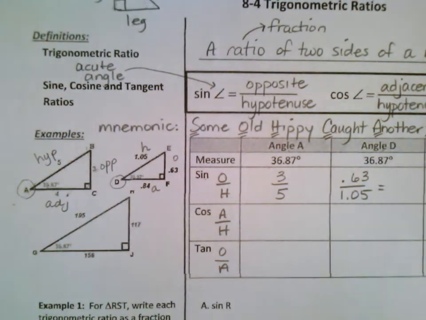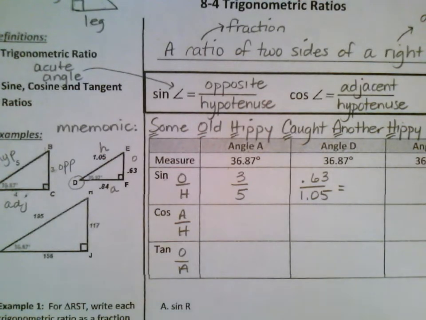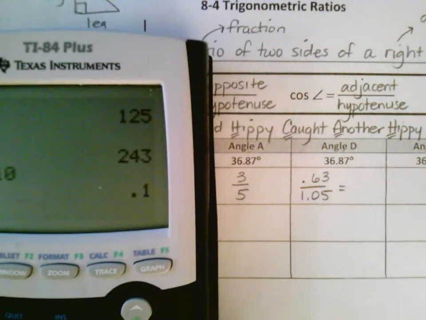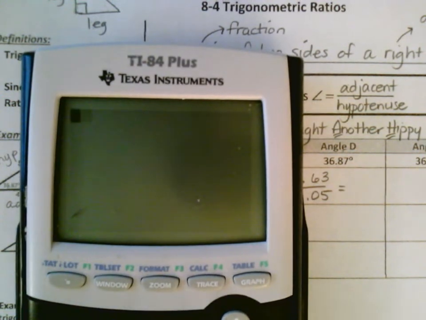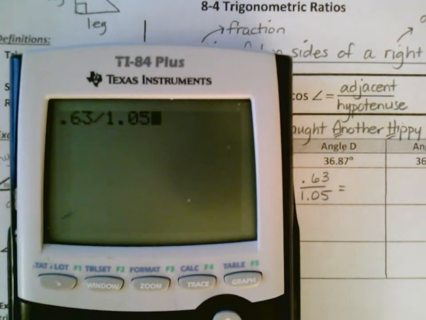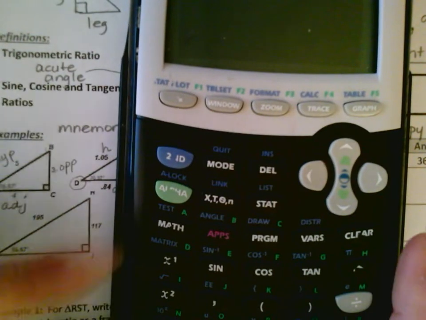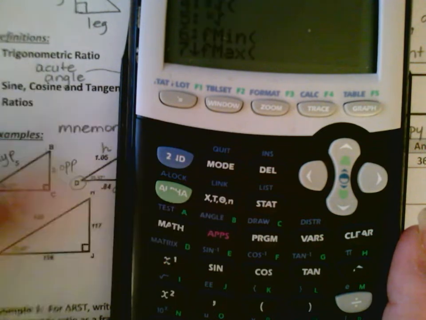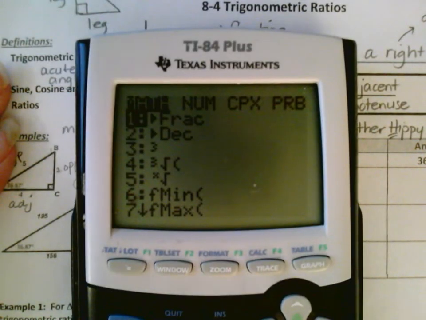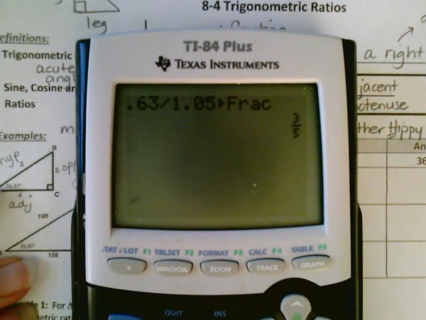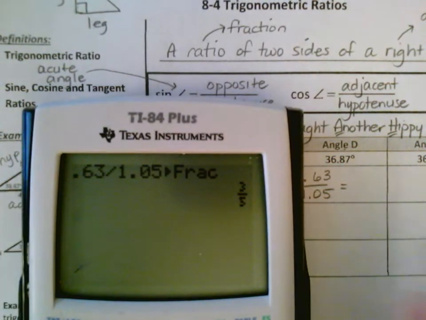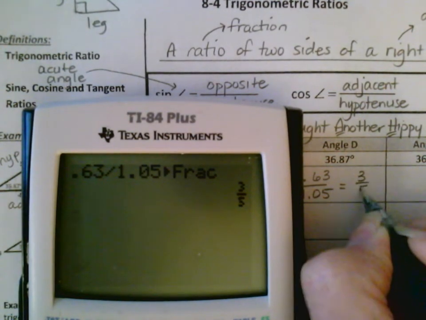And I'm going to use my calculator just to help convert it to a fraction. So I'm just going to come over here and clear out what I have. I'm going to put 0.63 divided by 1.05, and I'm going to hit the math fraction button. See this math button right here? I'm going to tap that. And the first option is going to ask, do you want to convert it to a fraction? So I'm going to put enter, and I'm going to hit enter again. And there's my 3/5. Okay? So I'm going to put 3 over 5.